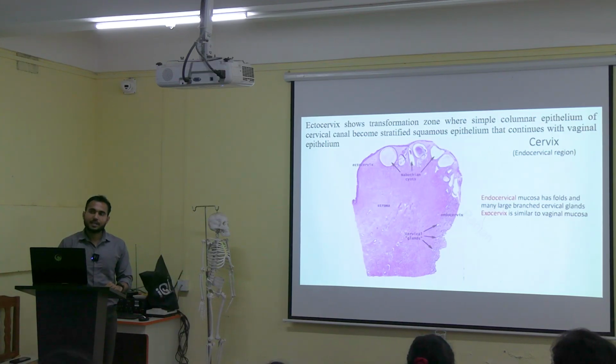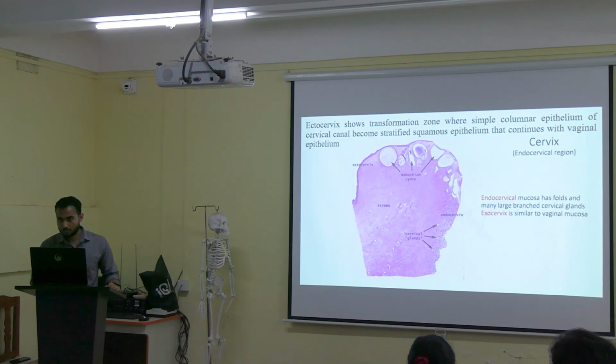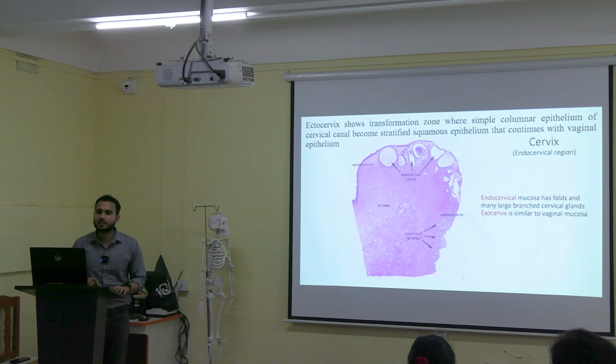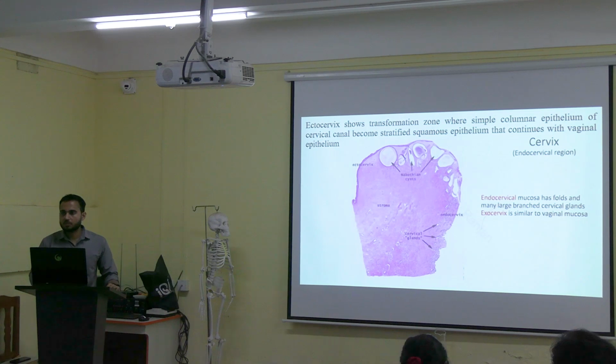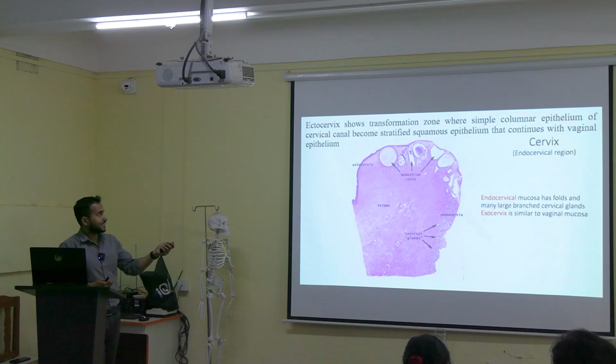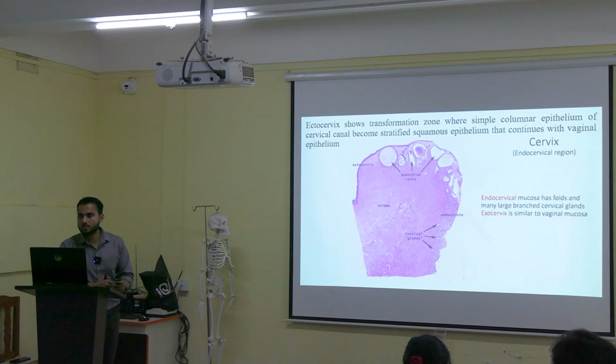So, when I explained about the cervix, I told you that the cervix used to protrude into the vagina. Okay, if you remember, the part adjacent to the cervix is called the fornices of the vagina. Now that particular part is called the ectocervix. In the ectocervix, the transformation is taking place. That means here the lining epithelium will be stratified squamous non-keratinized.